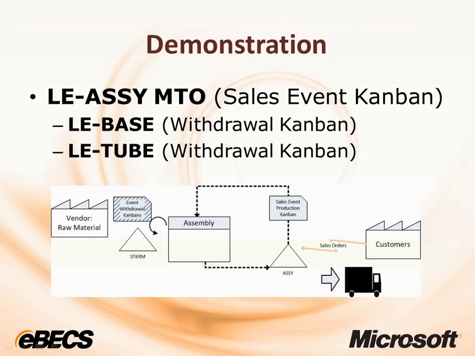This demonstration will show how simply entering a sales order for a top-level make-to-order item will trigger production on the production floor. In this case, the top-level item is a LE-ASSY MTO, and that item consists of a part LE-base and LE-tube. Those component parts will be signaled using Kanban withdrawals to pull the materials to the line side.